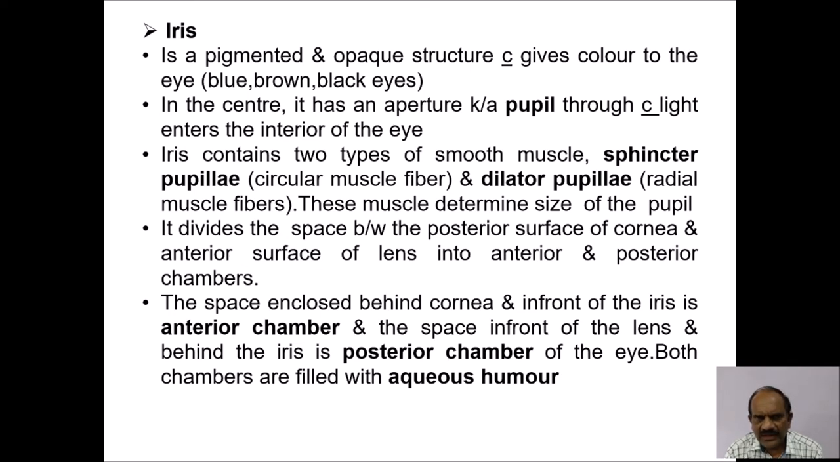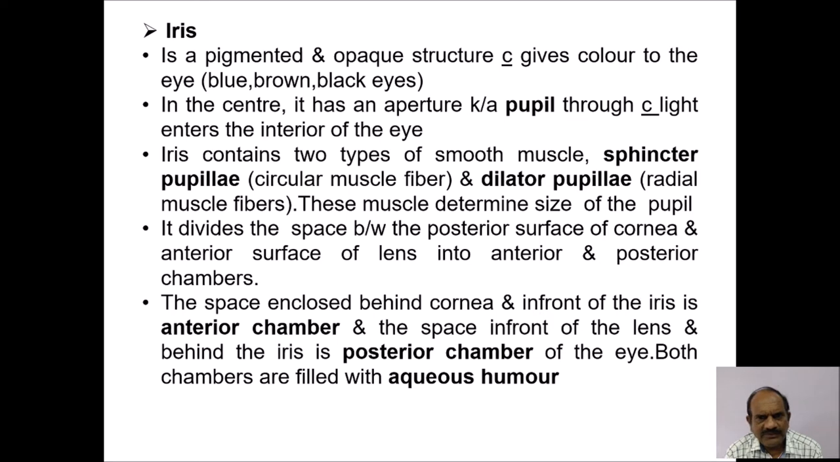Now coming to the iris, it is a pigmented and opaque structure which gives color to the eye, and hence, due to the color of the iris, we find individuals with blue eyes, brown eyes, or black eyes. In the center it has a smaller aperture called the pupil, through which light enters the interior of the eye. The iris contains two types of smooth muscles: sphincter pupillae, arranged in a circular pattern, hence called circular muscle fibers, and dilator pupillae, arranged in a radial muscle fiber pattern. These muscles determine the size of the pupil.